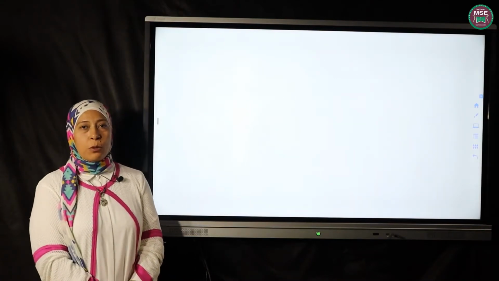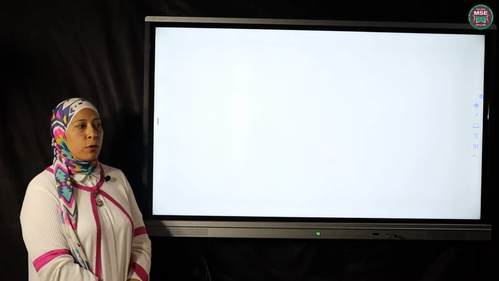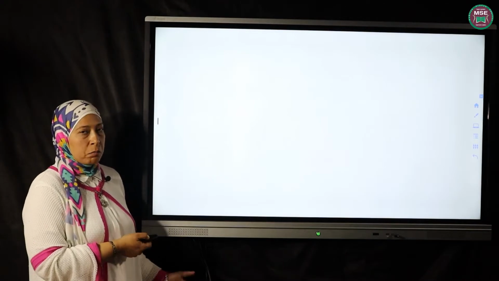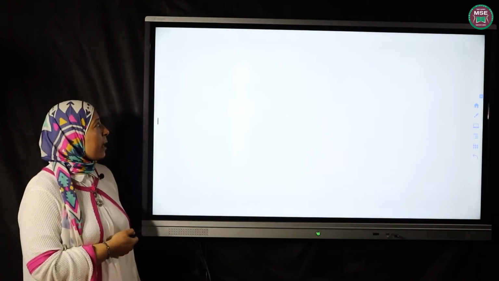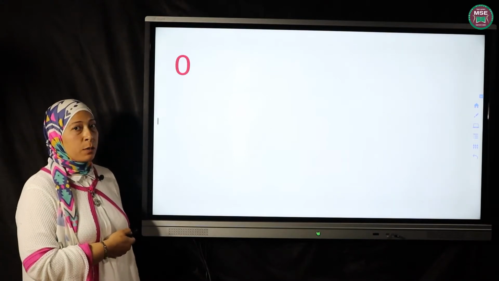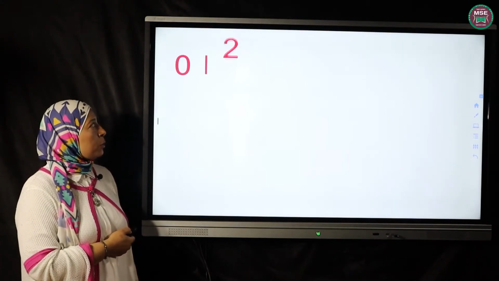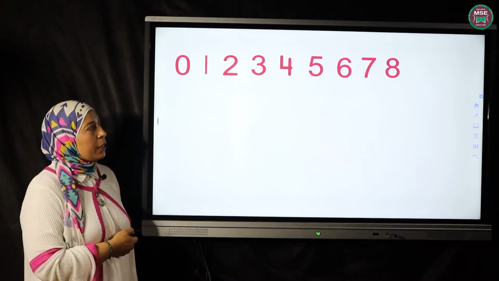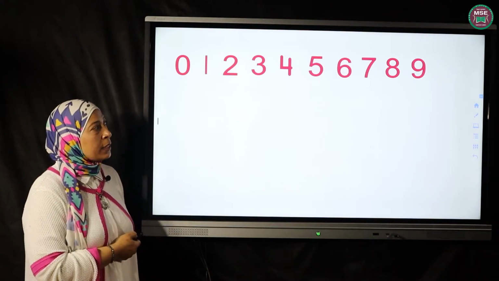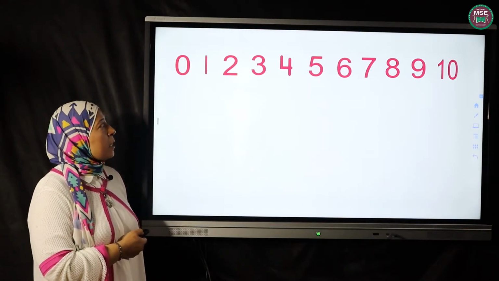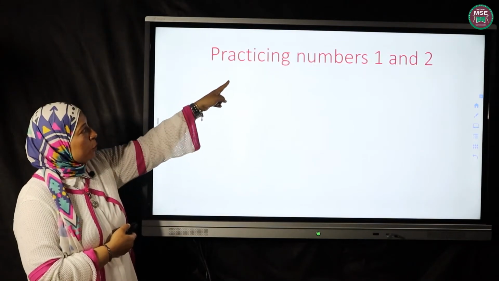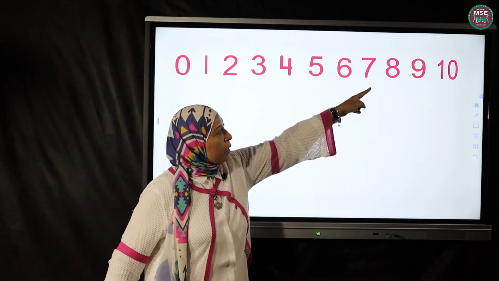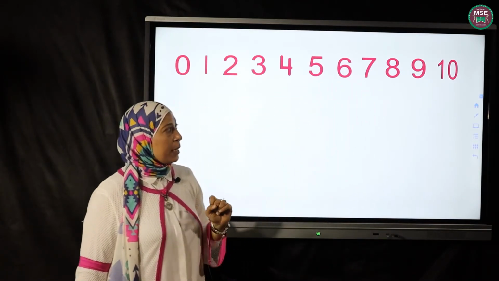First of all, I want you all to start counting with me numbers starting from 0 to 10. 0 means nothing, right? So it's nothing. It shows nothing. Let's start counting. 0. After 0, what comes? Yes, 1, 2, 3, 4, 5, 6, 7, 8, 9, and 10. Let's count again. 0, 1, 2, 3, 4, 5, 6, 7, 8, 9, and 10.